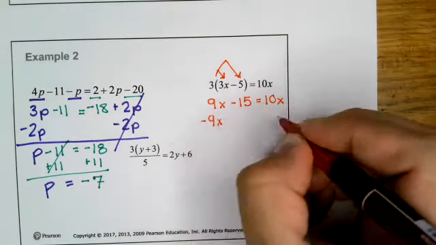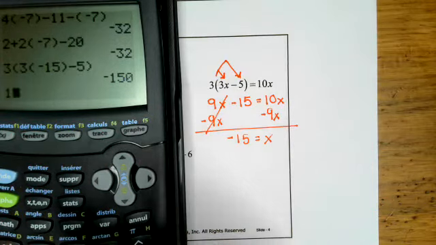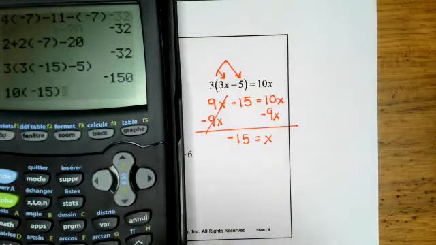Check your answer. 3 times 3. I always put my answer in parentheses, just to be safe, right? 3 times 3 times negative 15 minus 5, close the parentheses, negative 150. 10 times negative 15, negative 150. All right.